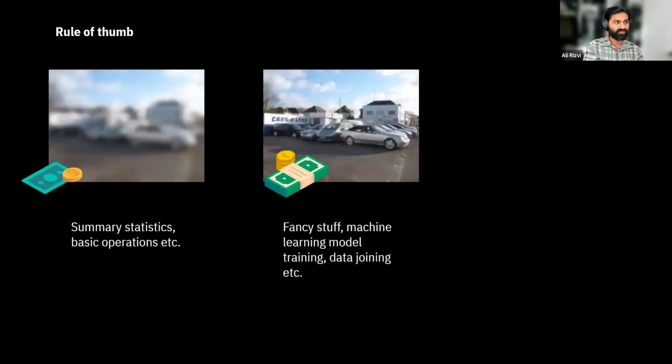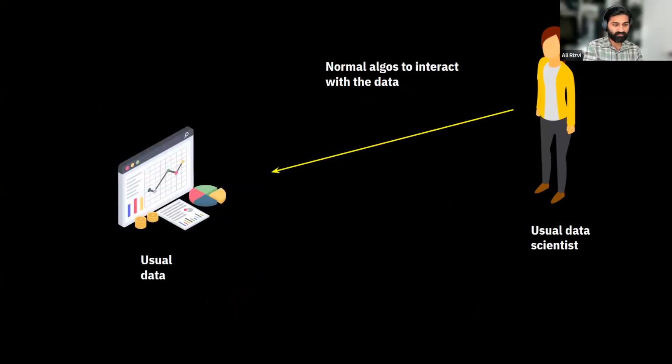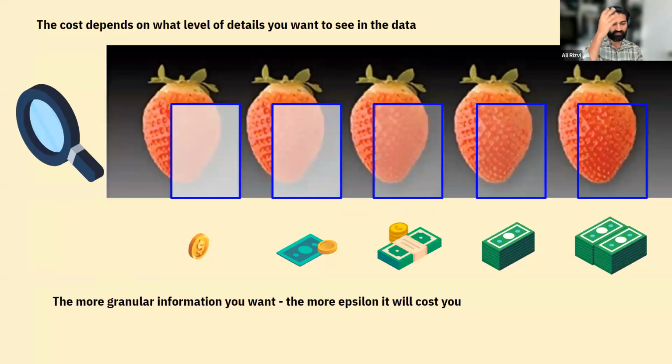Hopefully, all of that makes it very clear now what is epsilon, why are we using epsilon, and basically conceptually how you can think of epsilon. Epsilon is basically like the lens that you have to look at the data, and the less blurry lens you want, the more epsilon you have to spend. Clear lenses are going to be more expensive, whereas the little bit blurry lenses are cheaper. So less epsilon needs to be spent on them.